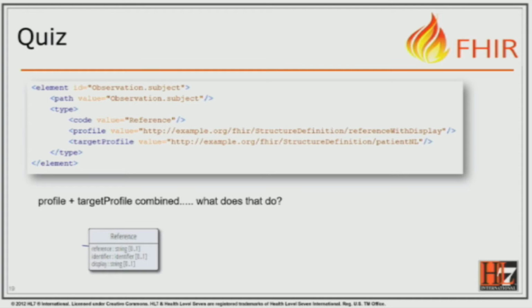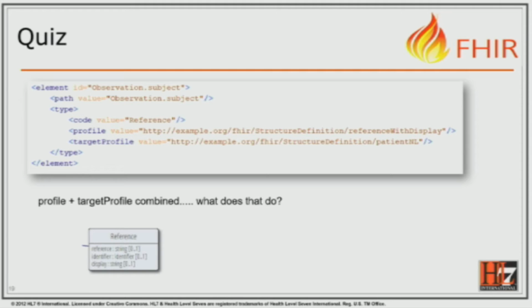Elliot: That is a reference that has to have a display image and can only point to a Dutch patient. Right. So what Elliot is saying is this target profile here is touching on what I can point to, but this profile here is actually saying something about the actual reference in observation.subject. So here is a reference data type. With this profile, you could constrain what's inside the reference data type that you use to specify the reference. And that's quite interesting because that would satisfy your use case.